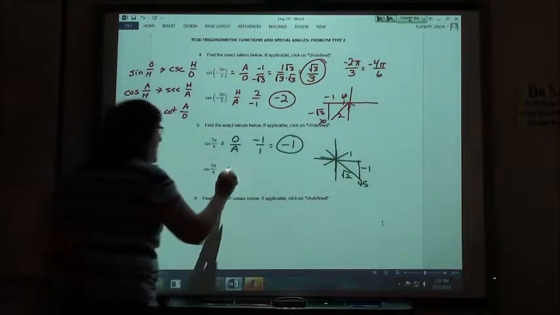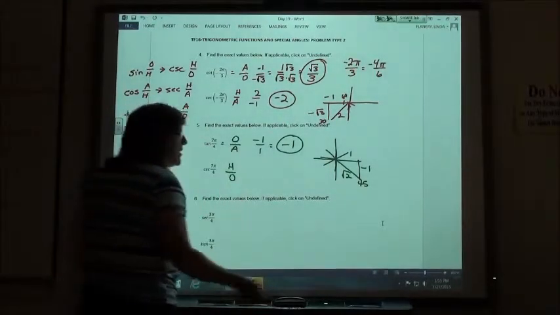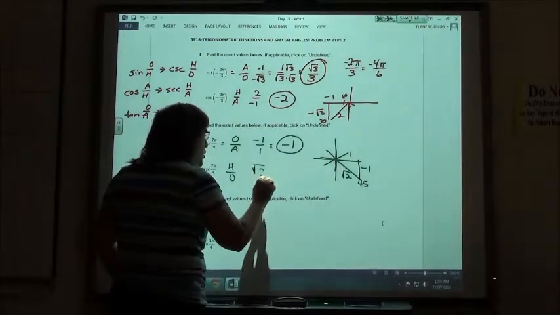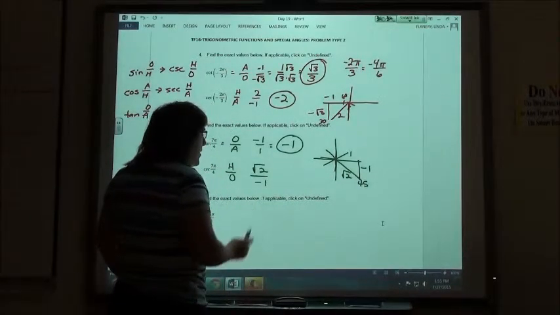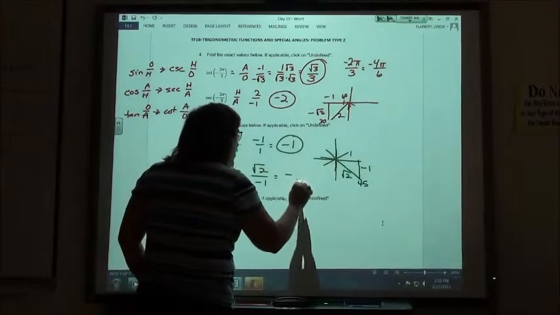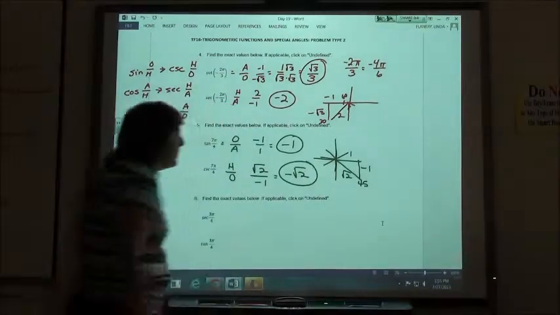The cosecant is the hypotenuse over the opposite. Hypotenuse is square root of 2, the opposite is negative 1. Square root of 2 over negative 1 would be negative square root of 2.